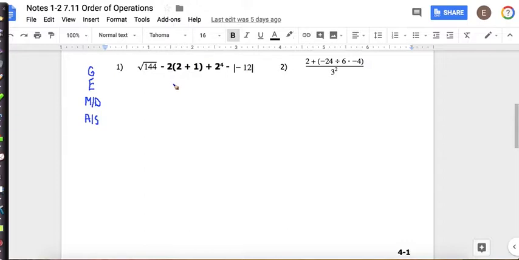And within the grouping symbol, I'm going to go from left to right if there's more than one step to do inside there. So my first grouping symbol I see here is square root. So I'm going to underline that step, and the square root of 144 is 12. I'm going to write a 12, and I'm going to bring down anything else that I did not evaluate.